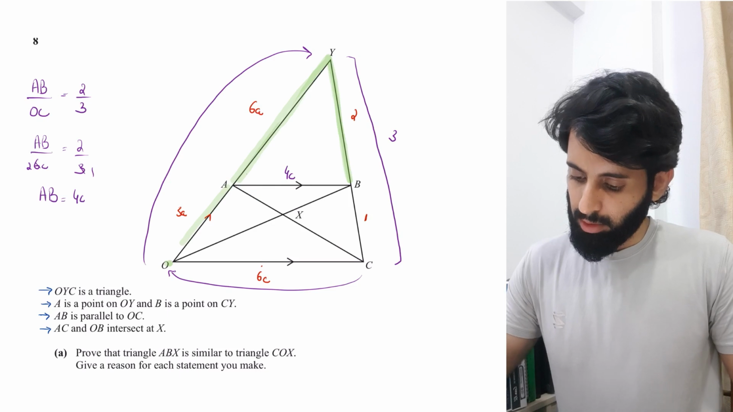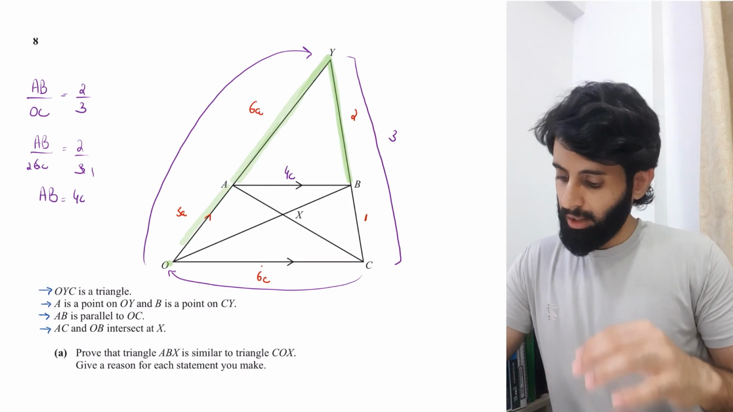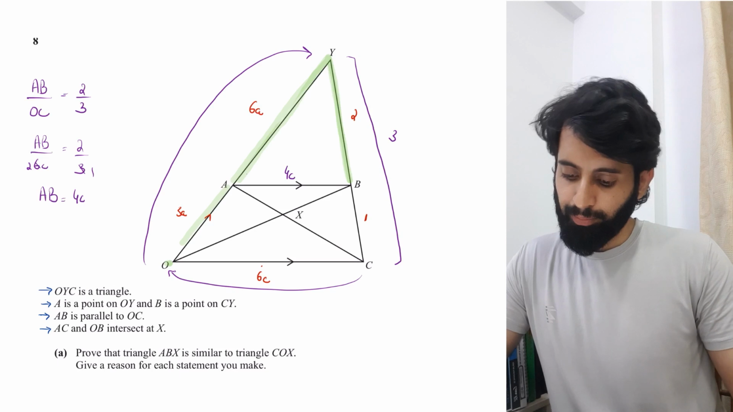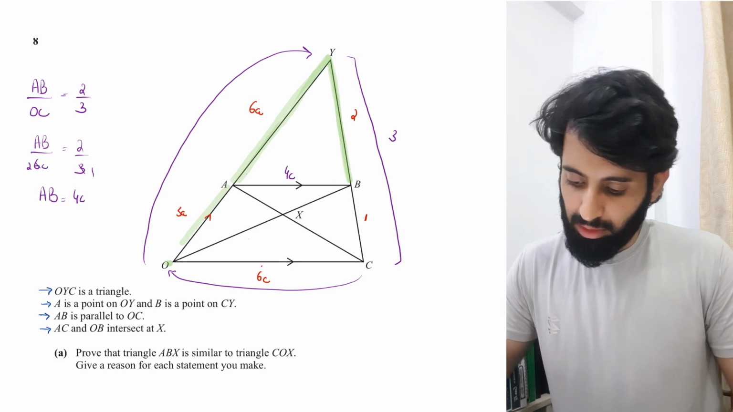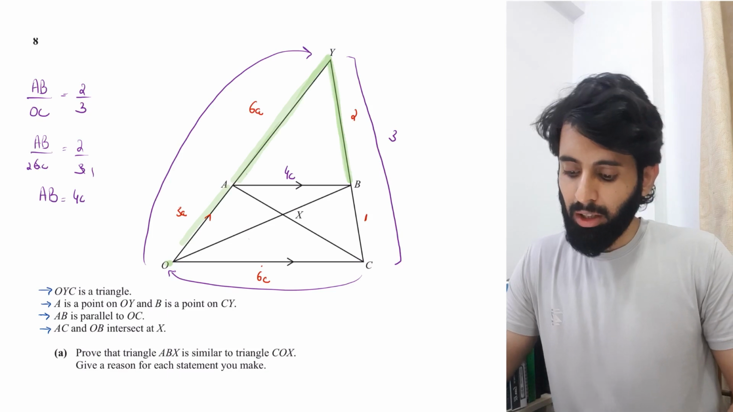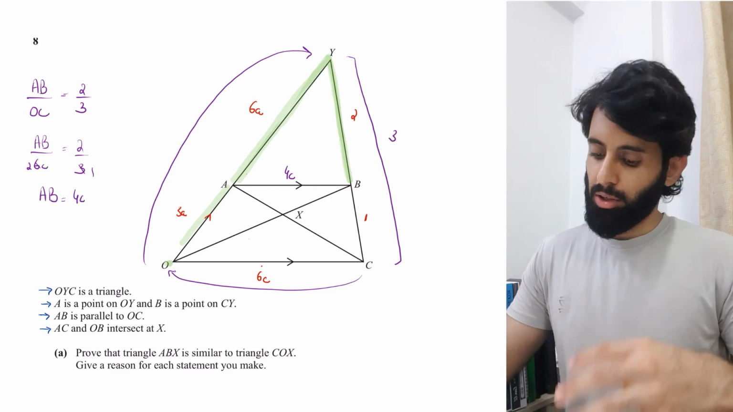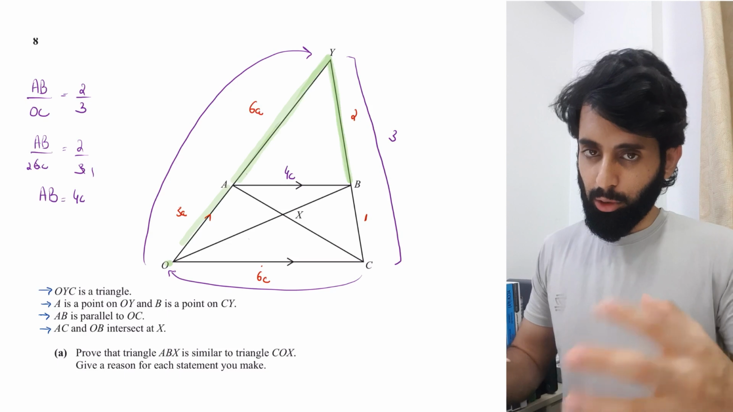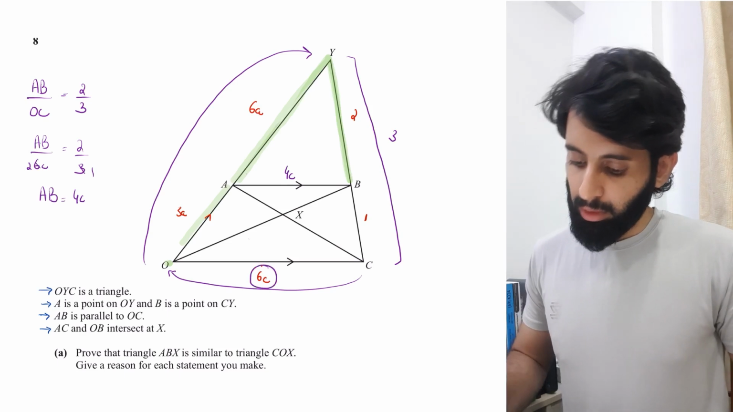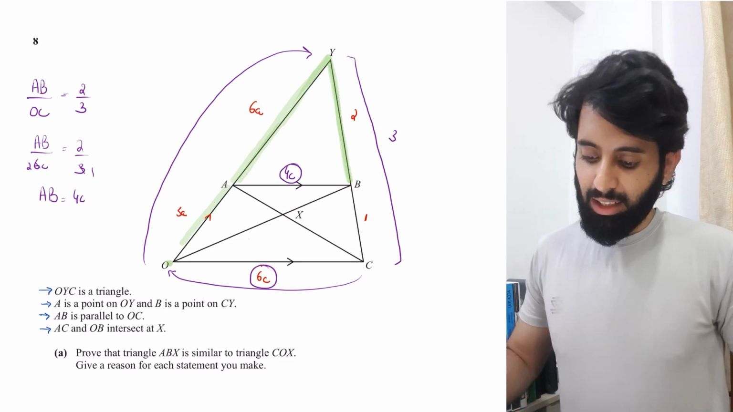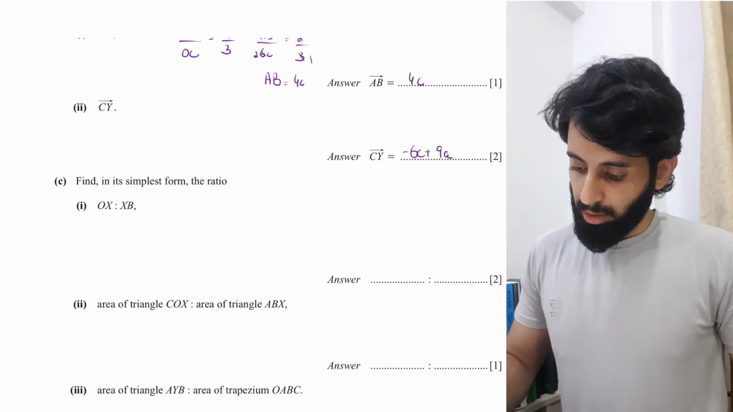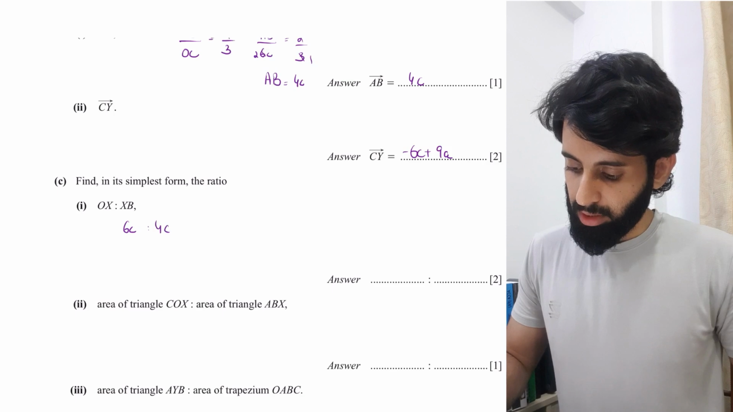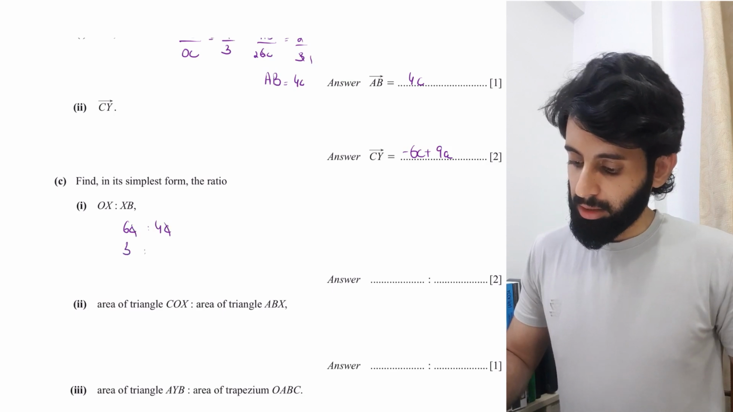Okay, so we know very well the triangles ABX and COX are similar. So we don't necessarily need to know the ratio of OX to XB. What we can do is find the ratio of another pair of corresponding lengths. So that's exactly what I'm going to do. I'm going to go with 6C and 4C because all the lengths are in the same ratio. So 6C is to 4C, the 2 C's get cancelled out, and this becomes 3:2.